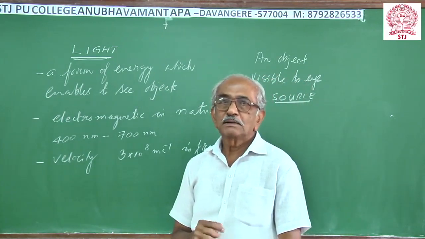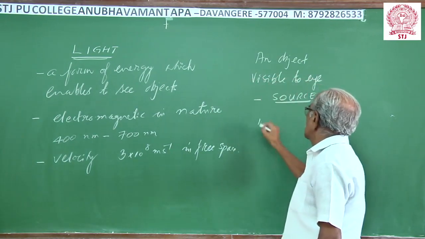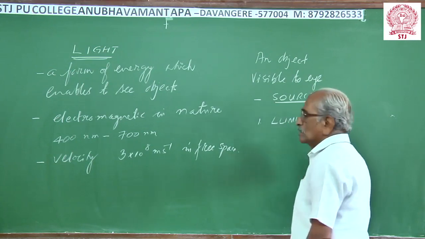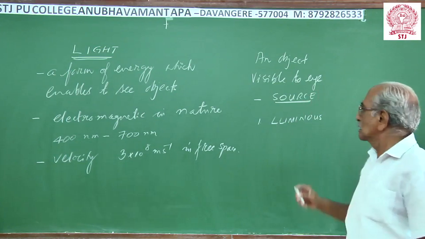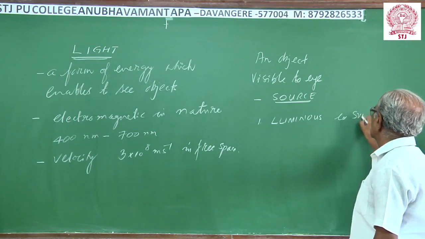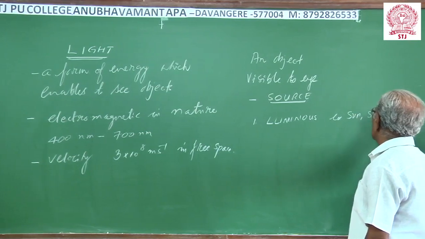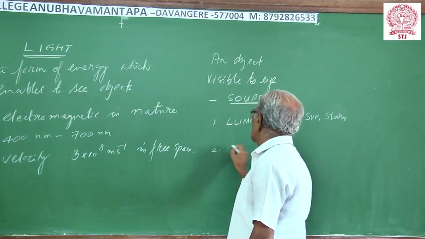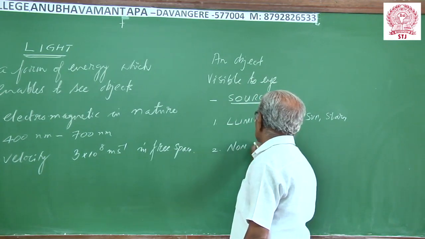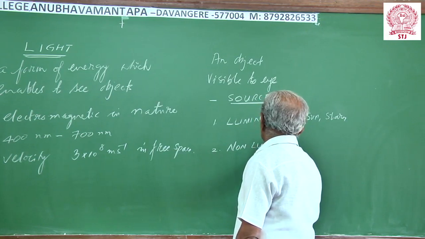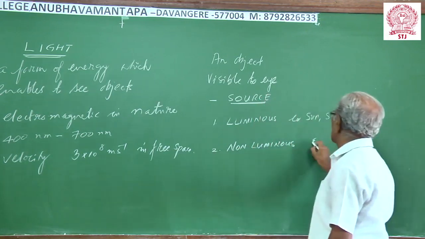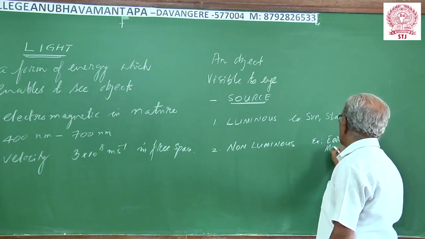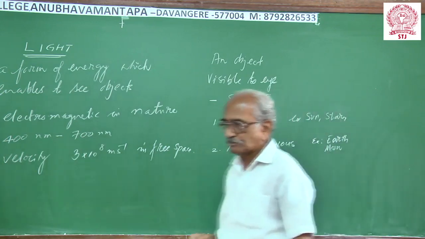A source of light may be luminous or self-luminous, like the sun, star, burning candle, burning lamp, etc. It may be non-luminous, for example, earth, moon, paper, you and I.